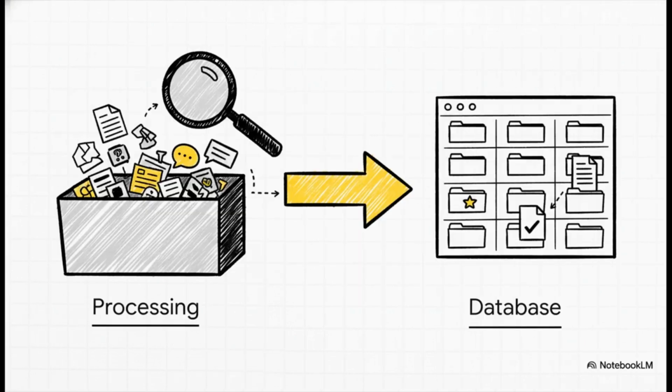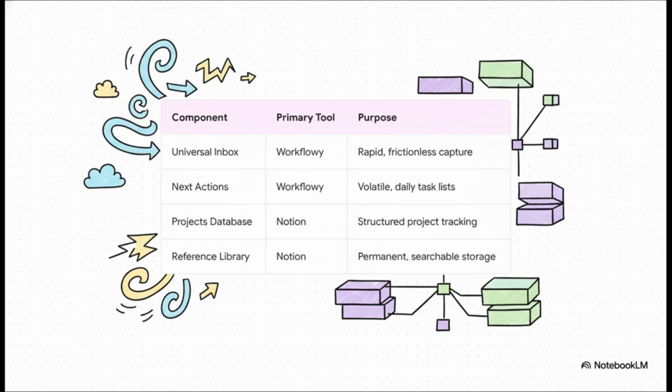Next up, you process that inbox. You ask the classic GTD questions. Is this actionable? What's the next step? And you do that initial processing right there in Workflowy. But, and this is the key, as soon as an idea graduates into a formal project or becomes permanent reference material, you promote it. You move it over to its structured home in a Notion database. And this table just lays it all out perfectly. Look, Workflowy handles all the fast-moving, volatile stuff, your inbox and your daily next actions lists, things that change all the time. Notion, on the other hand, handles the solid, permanent assets, your master project database, and your reference library. Each tool is just perfectly playing to its strengths.